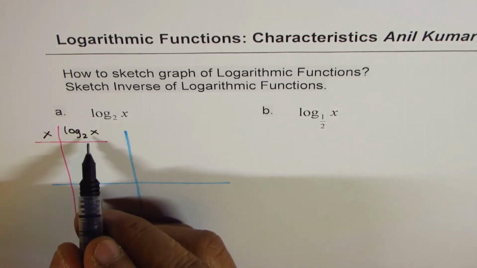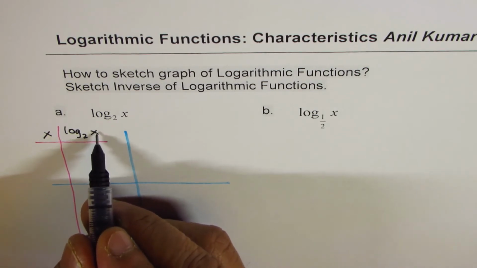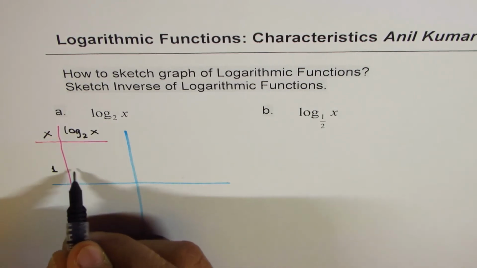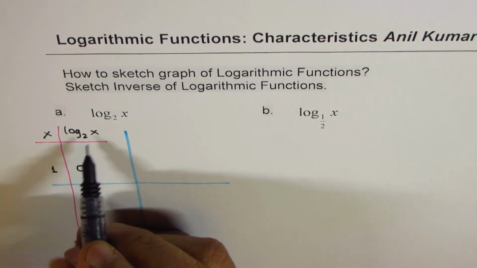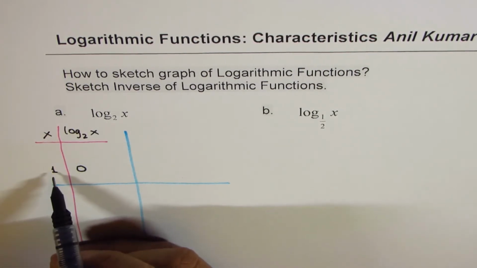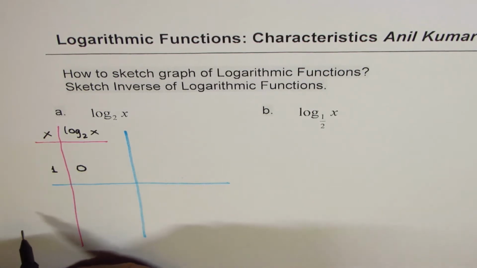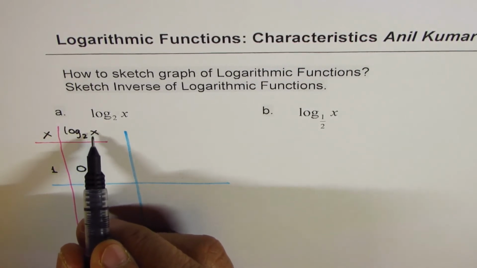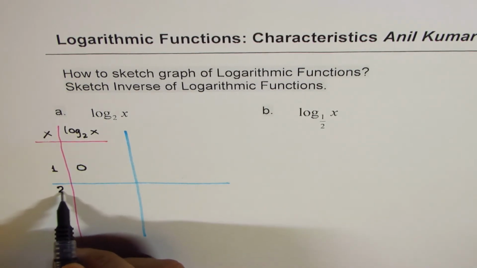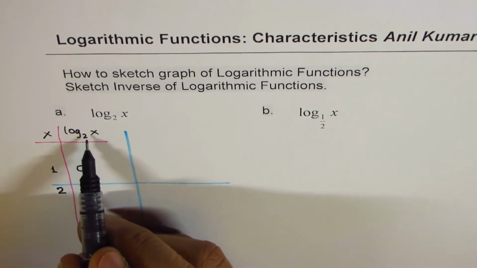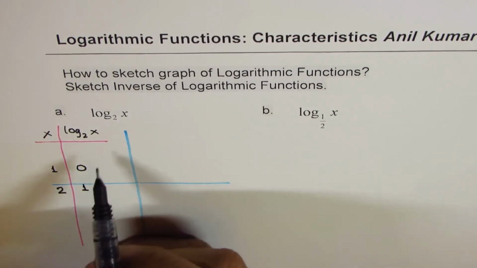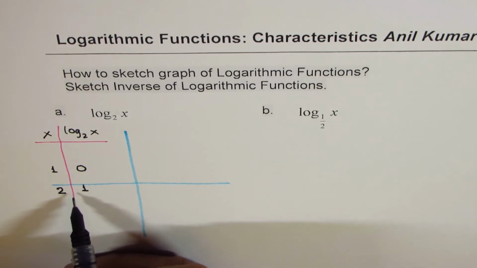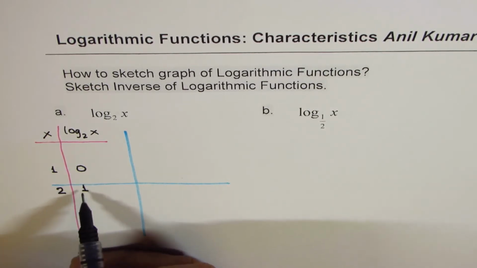We know one thing, that log of 1 is always 0, right? Reason is anything to the power of 0 is 1, correct? So you can look at it the other way, right? So log of 1 is always 0. How about log of 2? If the base is 2, and I take the value 2 here, in that case log 2 of 2 is going to be 1, since 2 to the power of 1 is 2. Do you get it? 2 to the power of 1 is 2.